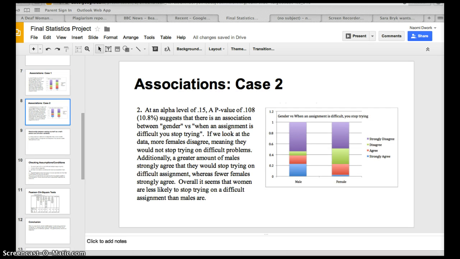Okay, here's the second case where we saw that there was an association between two variables. So at an alpha level of 0.15, we were given a p-value of 10.8%, which suggests that there is an association between gender and when an assignment is difficult, you stop trying. So if we look at the data, more females disagree, which means that they would not stop trying on difficult problems. We can see that in the purple and green, the strongly disagree and disagree categories. Additionally, a greater amount of males strongly agree that they would stop trying on a difficult assignment. That's the blue, whereas fewer females strongly agree. Overall, it seems that women are less likely to stop trying on a difficult assignment than males are.